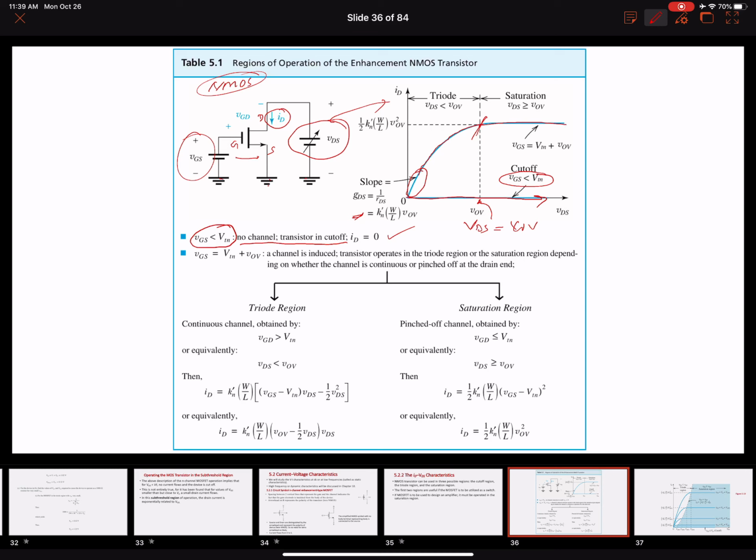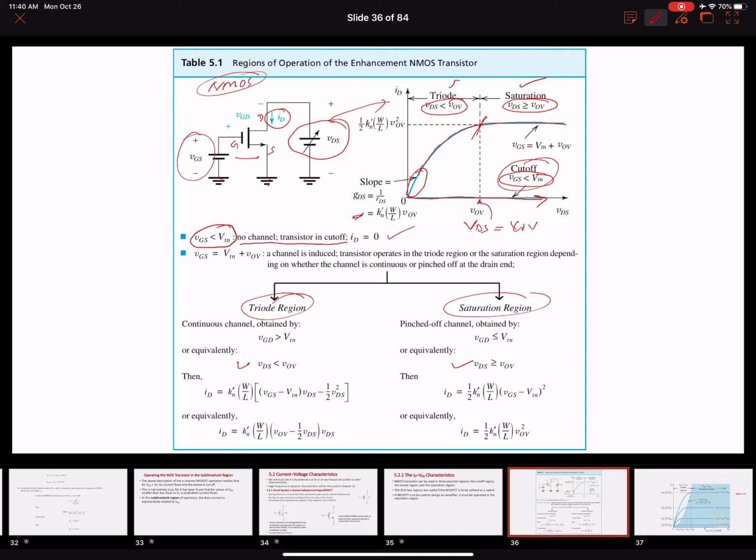So all the information is written over here in the slide. In terms of operation, you can see that the cutoff region is this region, VGS is less than VT. For the other two regions, the triode region and the saturation region, all the equations are written here. Here's the triode region, here's the saturation region. For the triode region, we know that the drain to source voltage is less than the overdrive voltage, and for saturation, greater than or equal to the overdrive voltage.